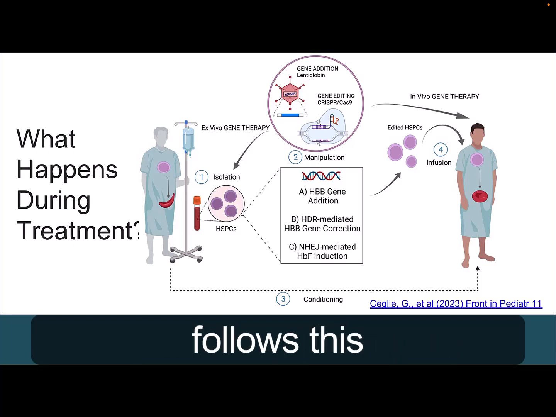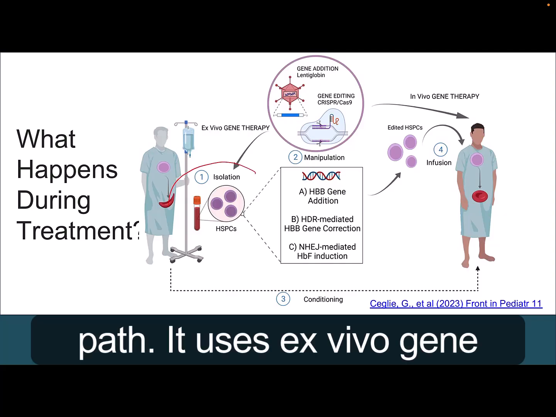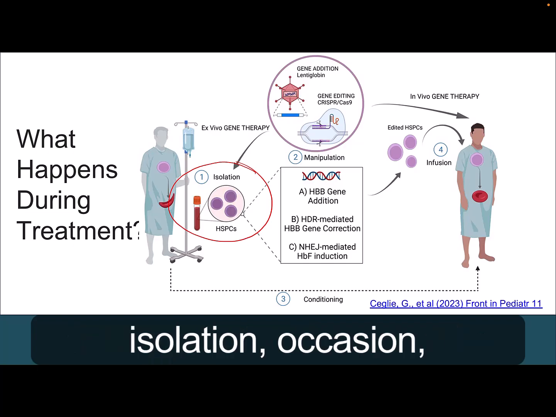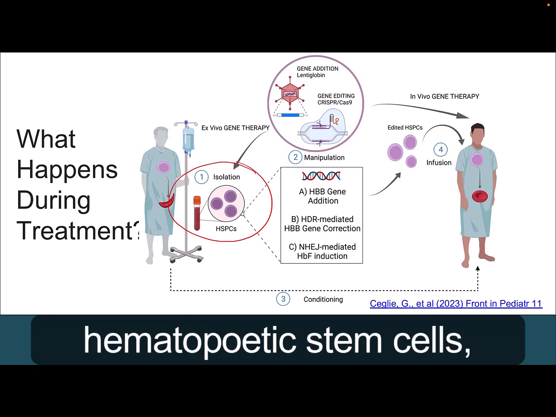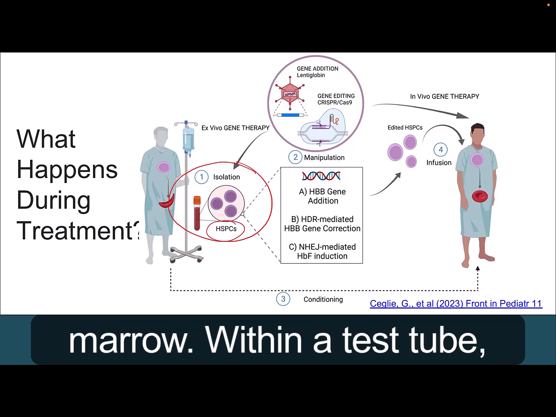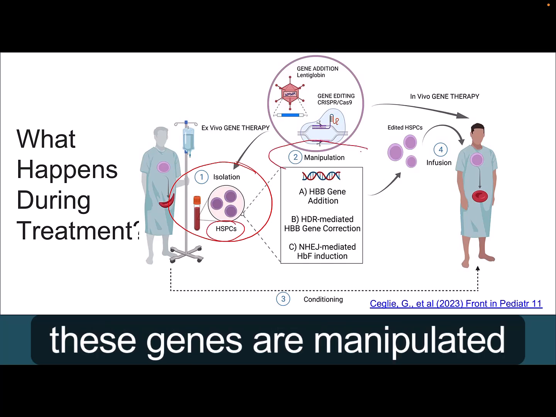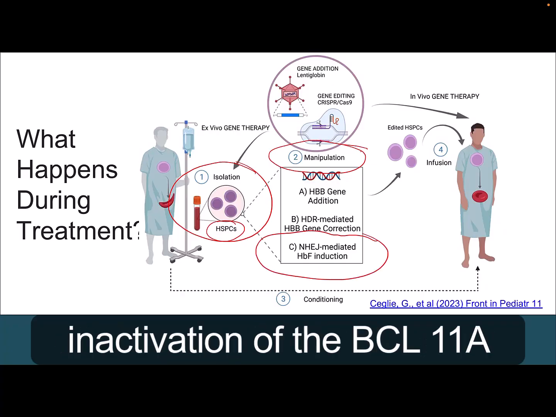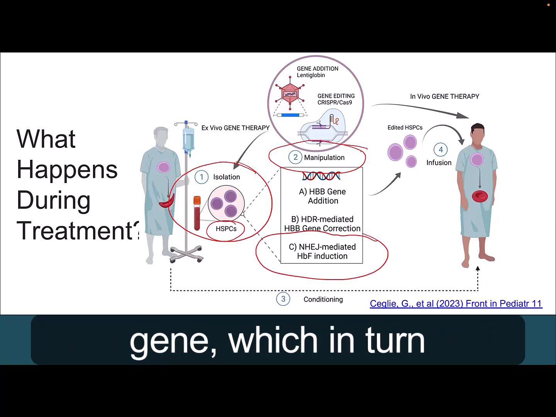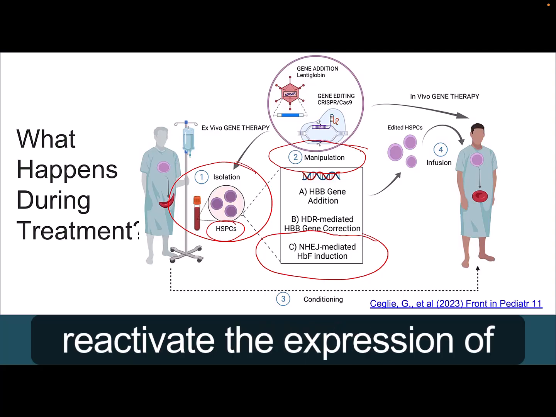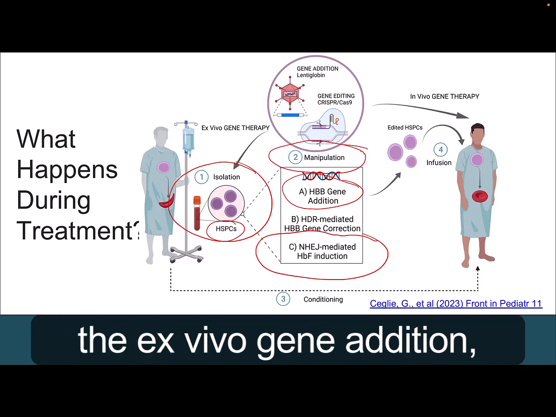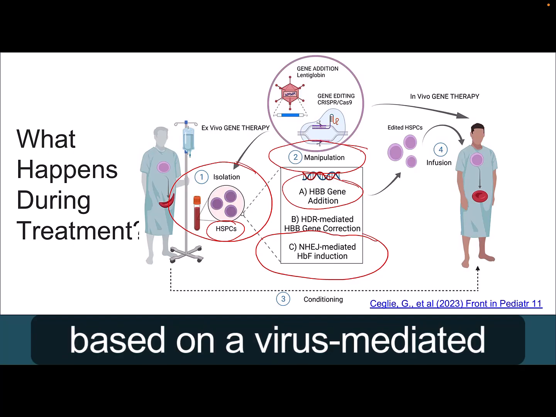Casgevy follows this path. It uses ex vivo gene therapy that relies upon the isolation of patients' hematopoietic stem cells, HSPCs, from their bone marrow. Within a test tube, these genes are manipulated using the CRISPR-Cas gene therapy system. In the case of Casgevy, this involves the inactivation of the BCL11A gene, which in turn reactivates the expression of the fetal hemoglobin.